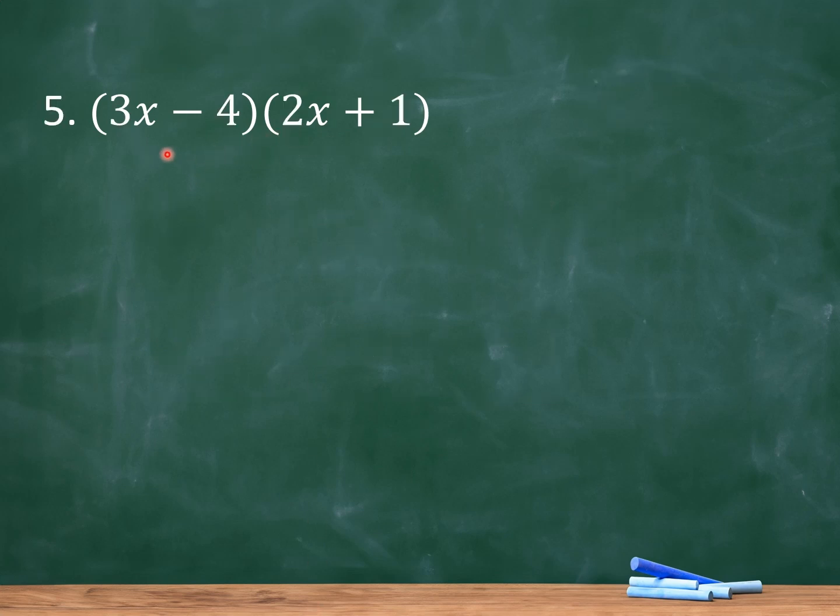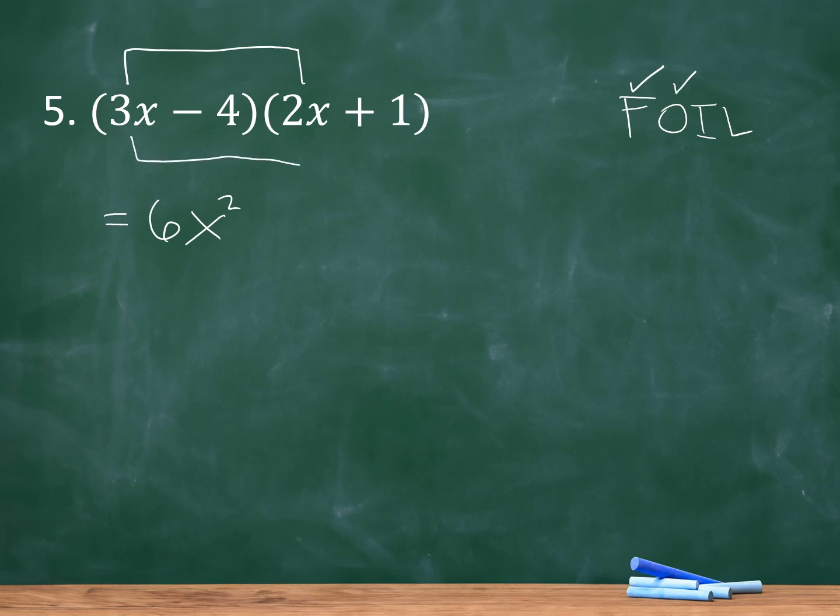Example number 5. 3x minus 4 times 2x plus 1. To answer this, we will just follow the FOIL method, where F means the first terms. So we will multiply the first terms, 3x and 2x, and that is 6x squared. O means outer terms, so we will multiply 3x times 1, and that's positive 3x.